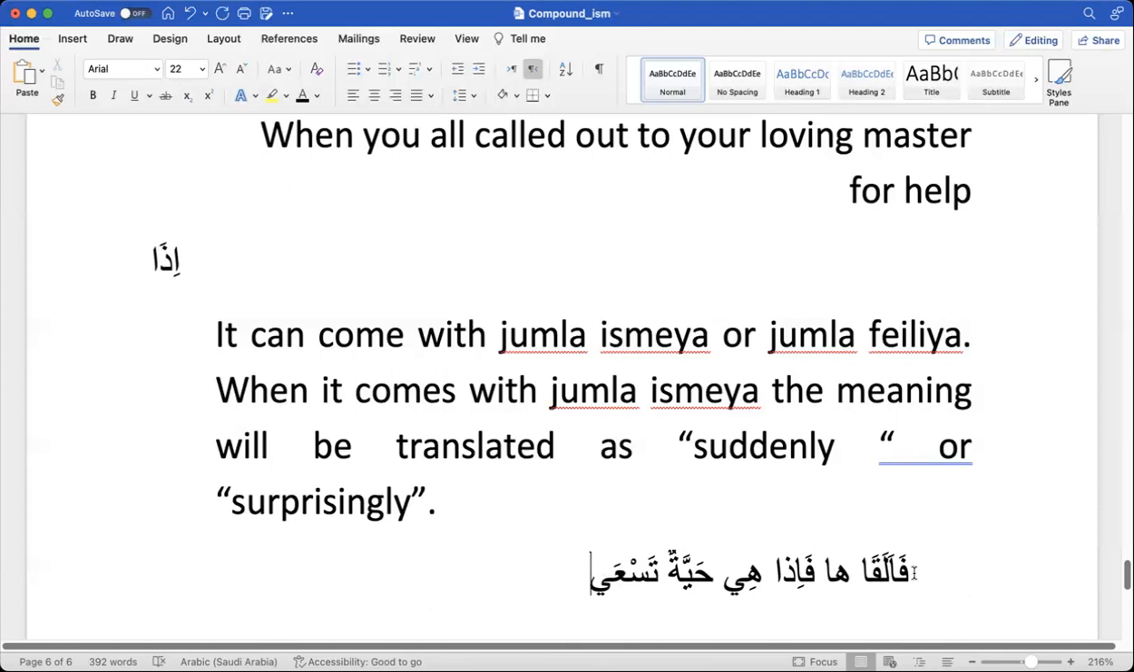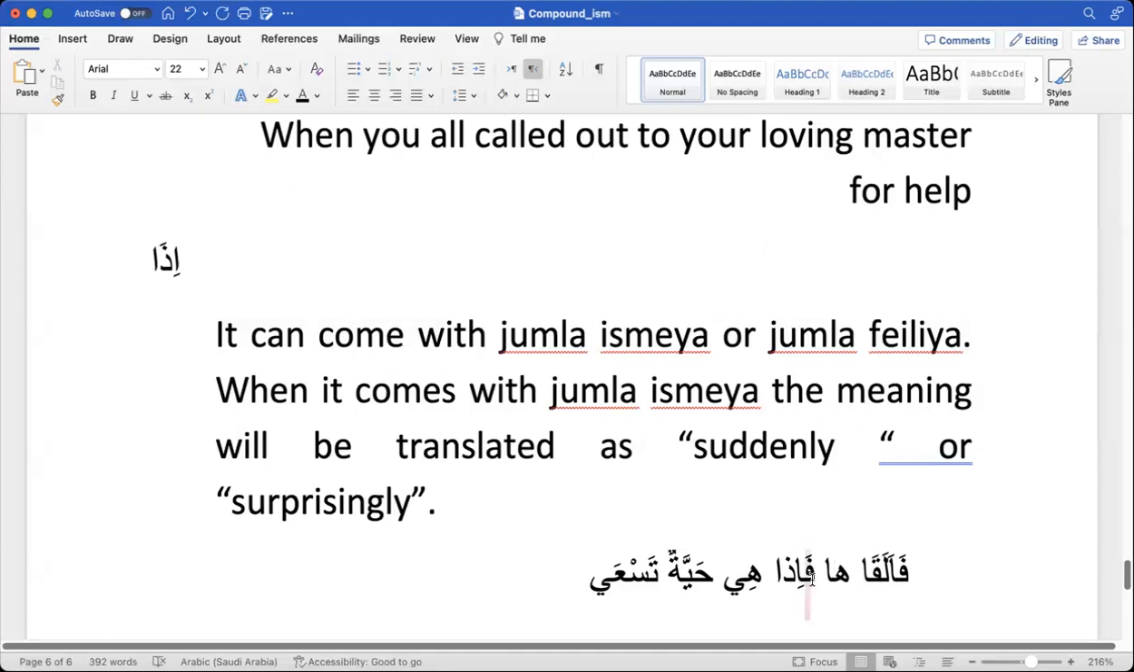Now فَأَلْقَى: basically fa means then. Alqa is like a fail mazi. Nasara, alqa means to throw. So alqa means then he threw. Ha is referring to the asa. Allah subhanahu wa ta'ala is talking about Musa alayhi salam: then he threw it, that asa.